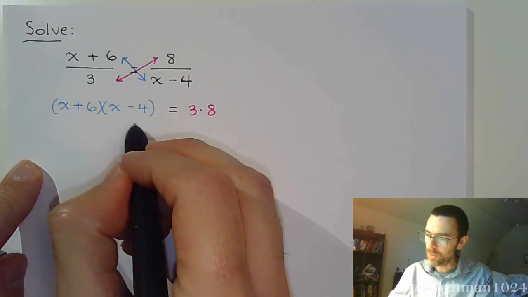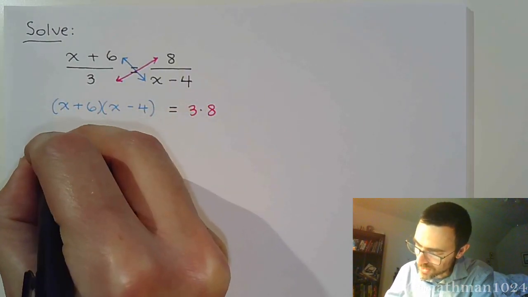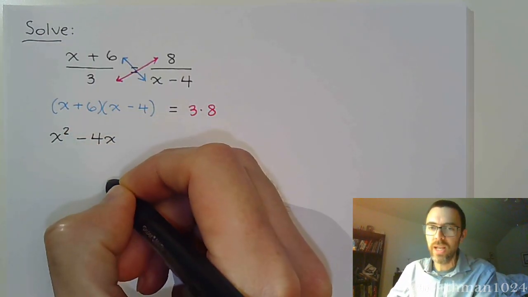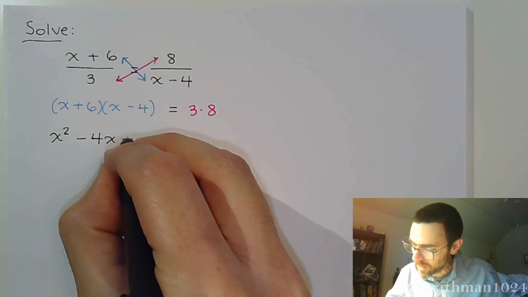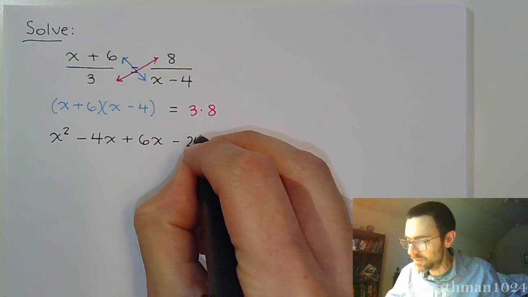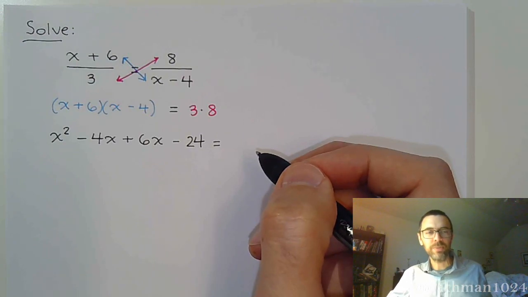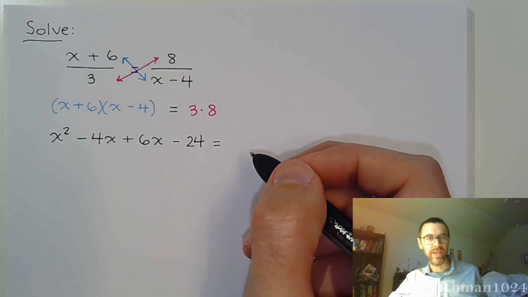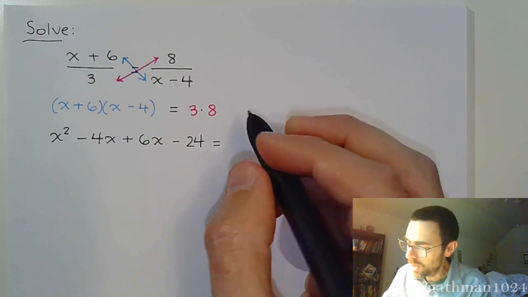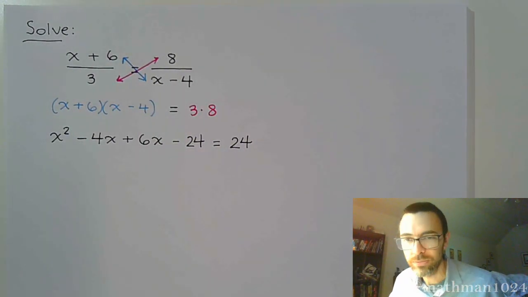Over here we have the product of two binomials, so we just need to FOIL. So x times x is x squared. x times negative 4 is negative 4x. And now distribute the 6. So plus 6x, and then 6 times negative 4 is negative 24. Okay? Unless I'm making another mistake, I feel like the math is all off in my head. On the right side of the equation, we have 3 times 8, and we get 24, right?